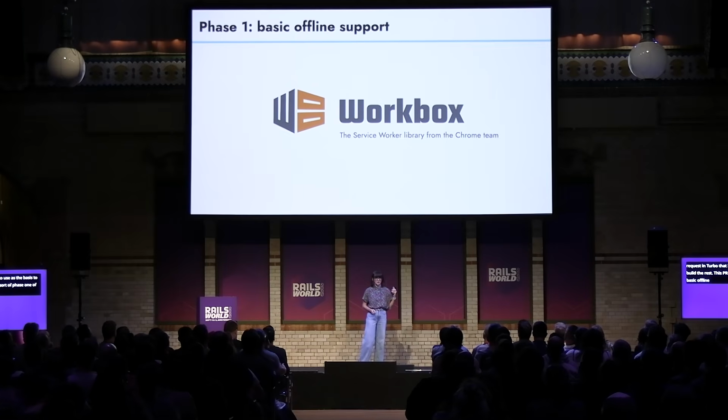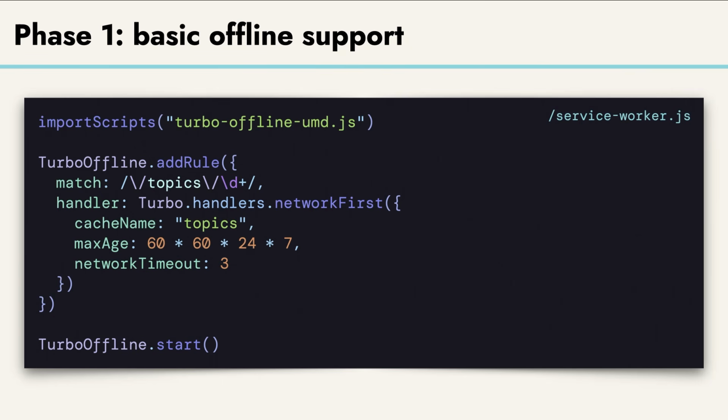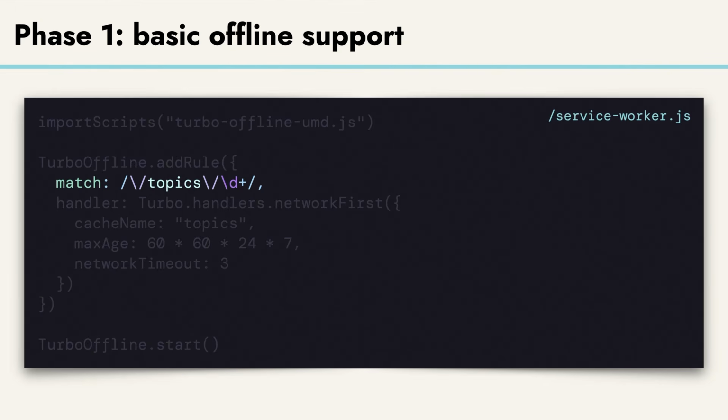It's quite similar to a subset of Workbox. If you are working with service workers, you may know this library by Google, by the Chromium team. But this in Turbo is way simpler and much lighter. With this, you basically just import the new Turbo offline script in your service worker and add some caching rules like this. You can configure which URLs you want to intercept and cache. You can choose a strategy to cache, like network first, stale while revalidate, or cache first, and then configure a max age for cache entries. And the cache invalidation is much simpler to do.